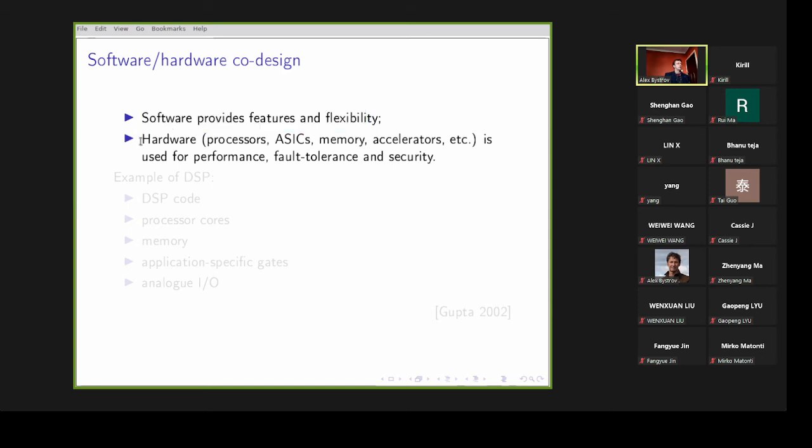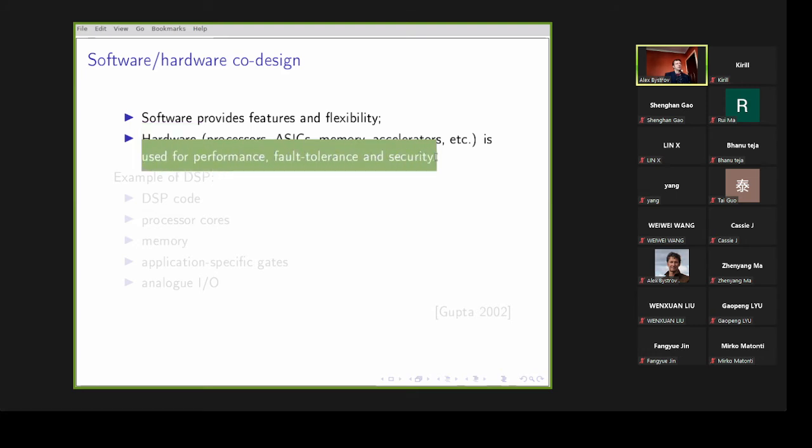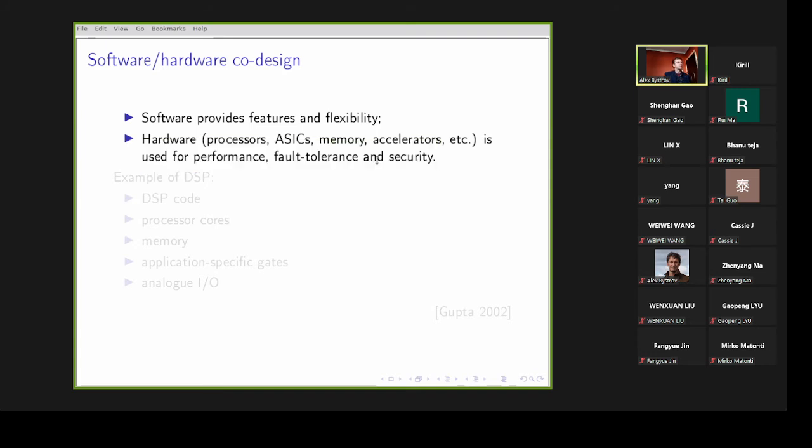On the other hand, hardware, such as processors and so on, provides performance, fault tolerance, security, energy and power, I would say as well. So why is it?